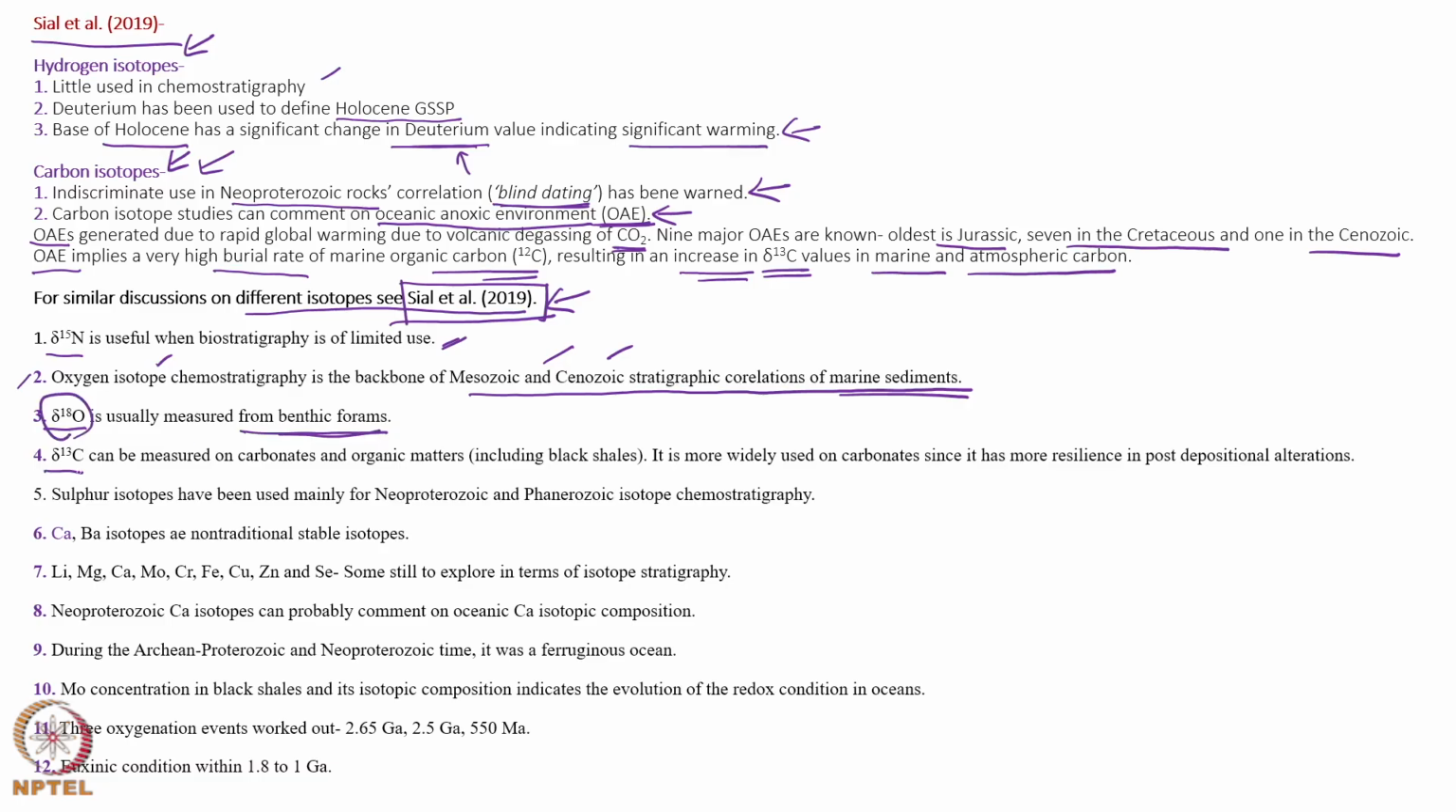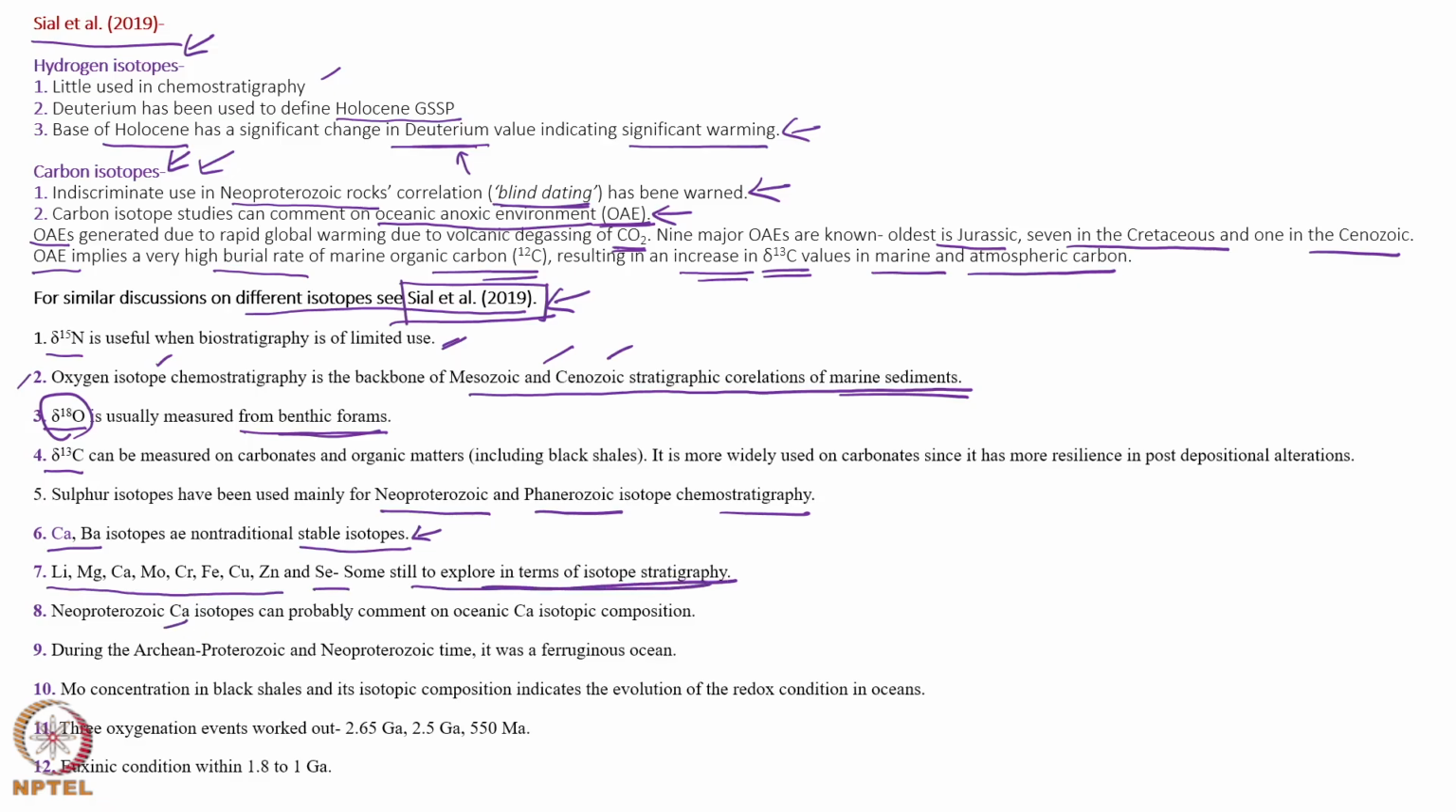Del 13C can be measured on carbonates and organic matter, including black shales. It is more widely used on carbonate since it has more resilience in post-depositional alterations. Sulfur isotopes have been used mainly for Neoproterozoic and Phanerozoic isotope chemostratigraphy. Calcium and Ba isotopes are non-traditional stable isotopes, so more work is required to use them profusely on chemostratigraphic aspects. Li, Mg, Ca, Mo, Cr, Fe, Cu and Zn are still to be explored in terms of isotopic stratigraphy.